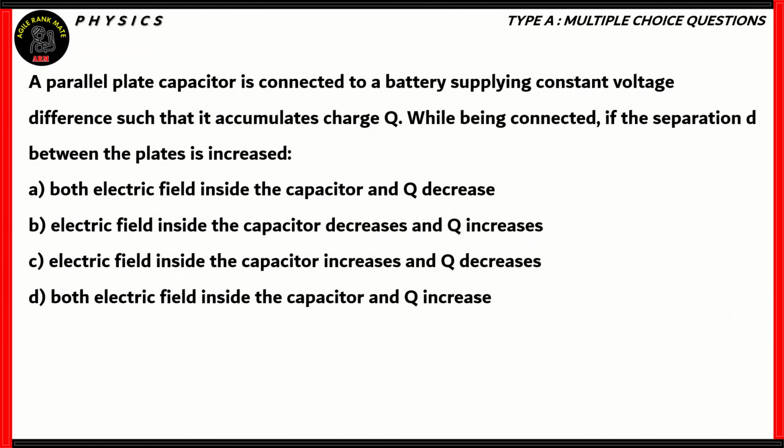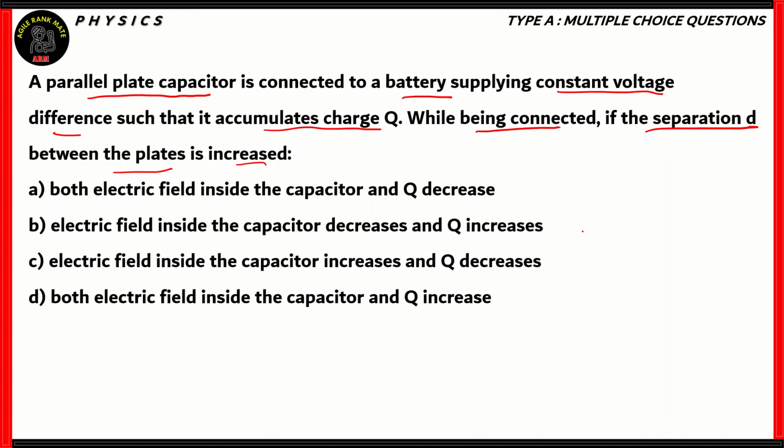Now let's look at another question of physics. A parallel plate capacitor is connected to a battery supplying constant voltage difference such that it accumulates a charge Q. Now, while being connected, if the separation D between the plates increases, then we need to find out whether the electric field inside the capacitor and the charge increase or decrease, and how they do so with respect to the other.